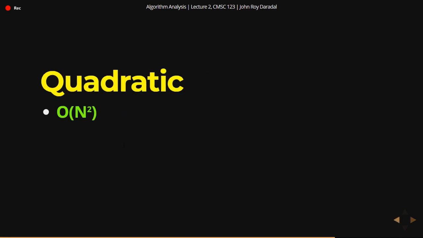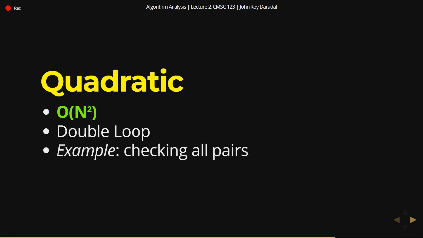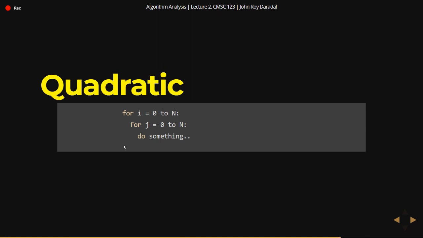Next, we also have the quadratic running time, or O of n squared. And we usually see this in double loops, or double for loops, okay? Like checking all pairs, for example. So if you see something like for i from 0 to n and for j from 0 to n, which is a double for loop, then that's usually a quadratic running time. Okay, because the outer loop runs for n, and then the inner loop runs for n each time as well. So that's n times n, or n squared.